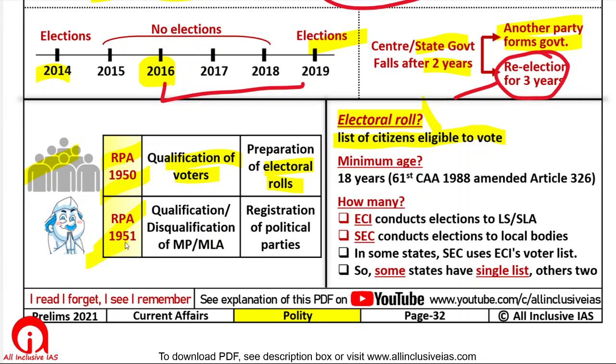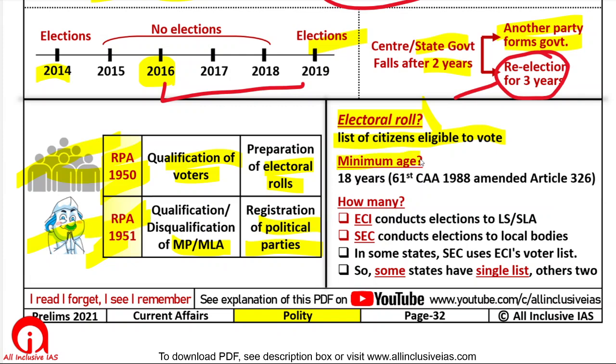1951 Act is mostly about the MP or the MLA. It is about the voters, it is about the MP or MLAs, and the registration of political parties. Right? So whatever option UPSC frames, just remember this fact and take a guess in the paper.